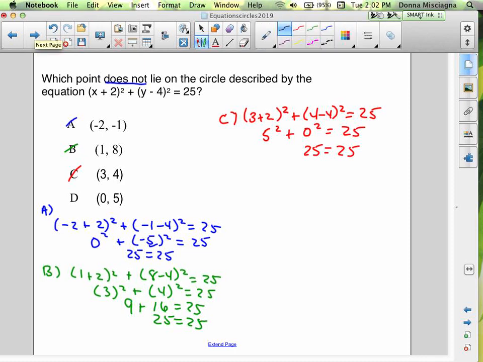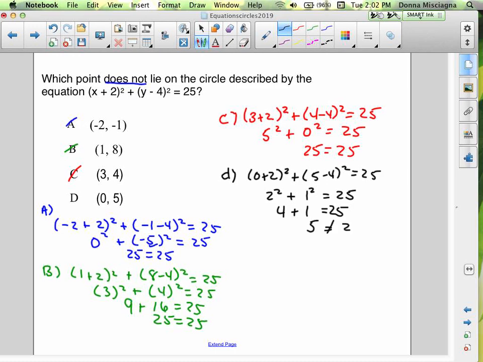All right, so now D. (0 + 2)² + (5 - 4)² = 25. So that would be 2² + 1² = 25. 2 squared is 4, 1 squared is 1, and 5 does not equal 25. All right, so this one here, D, is not on the circle. So if you want to know if a point is on the circle, just plug it in. If you get a true answer, then it checks out. So not on the circle, and we can see why.